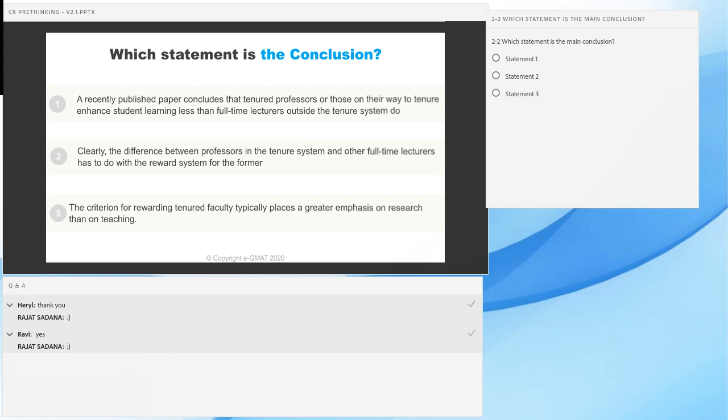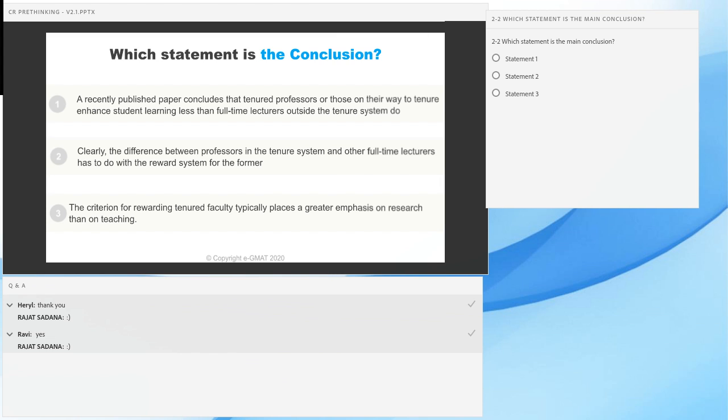27, 28, 38, 38. Let's get to about 50 answers. Which statement is the main conclusion? About 42. 50. I do have 50 answers. That's really good. And the proportions change as more and more people answer this.